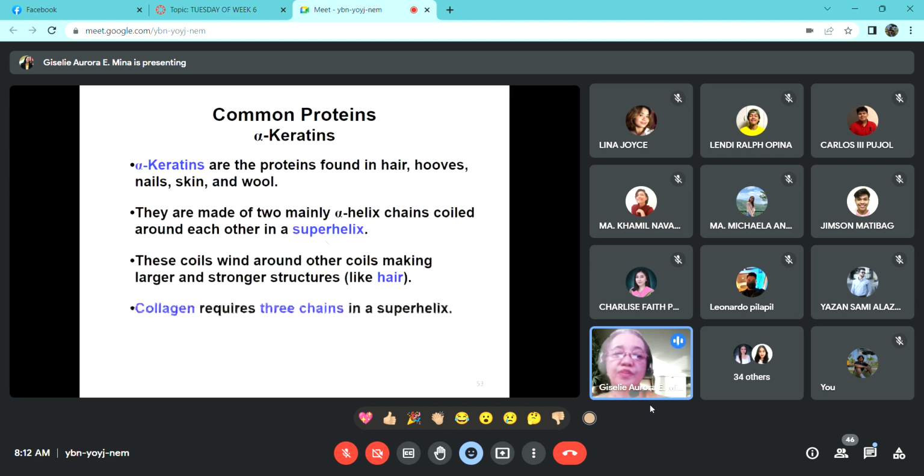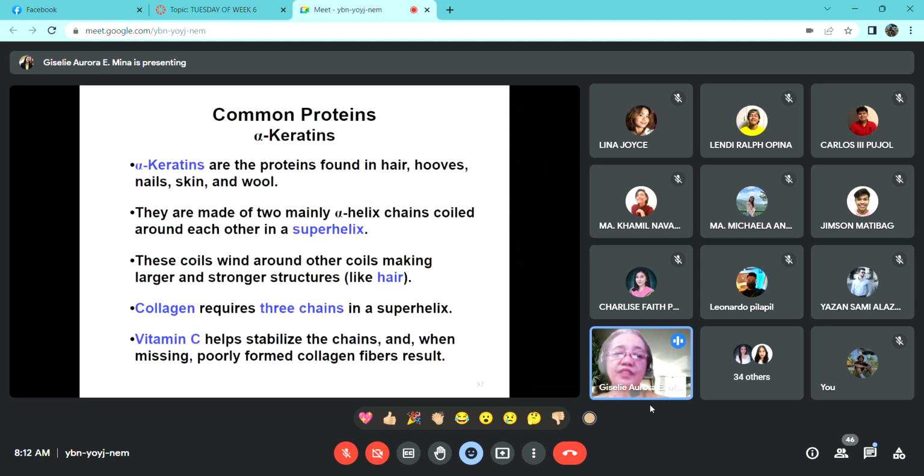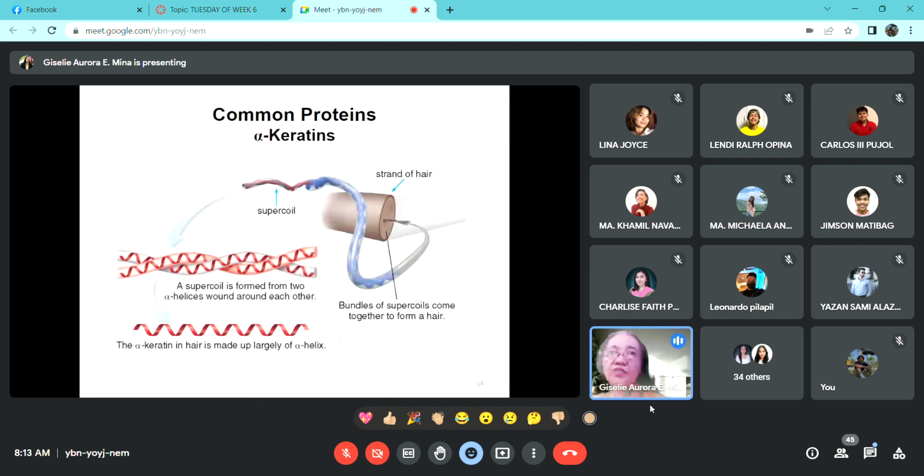Keratin is found in hair, hooves, nails, skin, and wool. It is made up of two mainly alpha helix chains coiled around each other in a superhelix. These coils wind around other coils, making larger and stronger structures like hair. Collagen requires three chains in a superhelix. Again, this is a reminder that vitamin C helps stabilize the collagen chain, and when it is missing, collagen fibers form poorly. As a result, the skin sags.